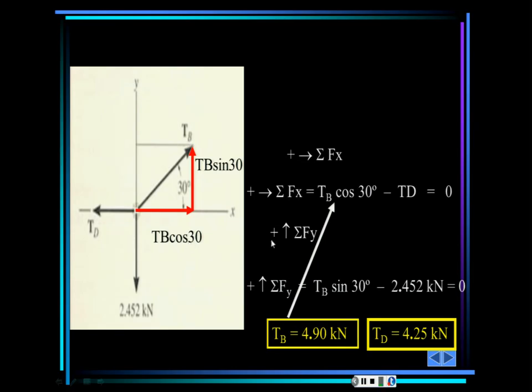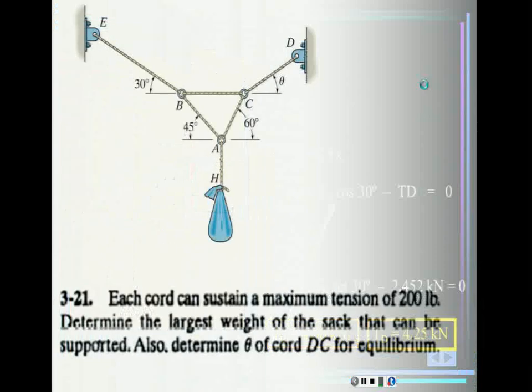But for the time being, just think particle equilibrium in 2D, maximum of 2 unknowns, because we only have 2 static equations. What are those 2 static equations? Summation of forces in X equals 0 and summation of forces in Y equals 0.